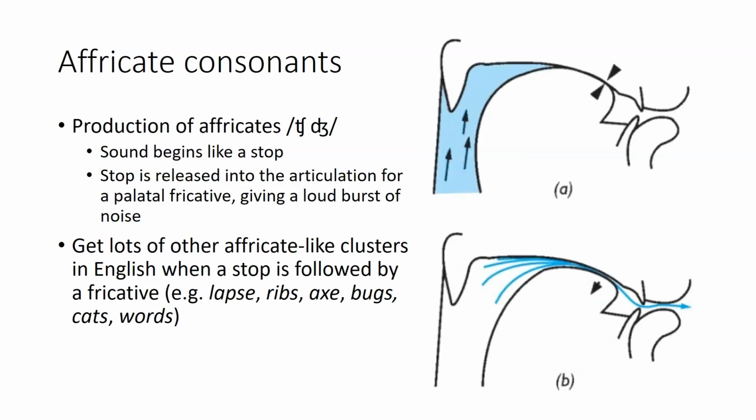The affricate consonants involve production with a sound like a stop, which is then released into the articulation of a palatal fricative, giving a loud burst of sibilant fricative noise. English has a variety of other clusters that are somewhat like affricates when a stop is followed by a fricative, as in the case of words like laps, ribs, axe, bugs, cats, words.